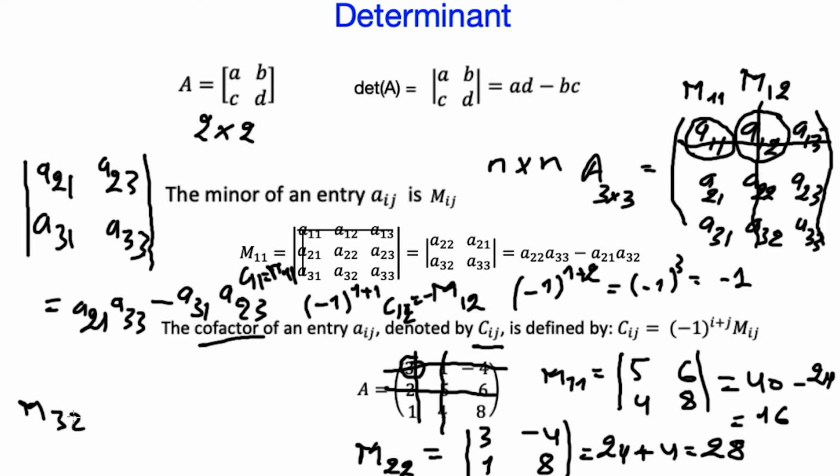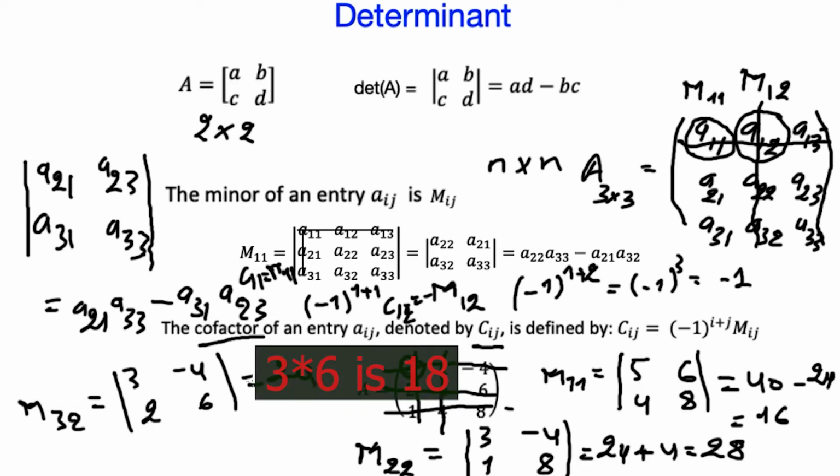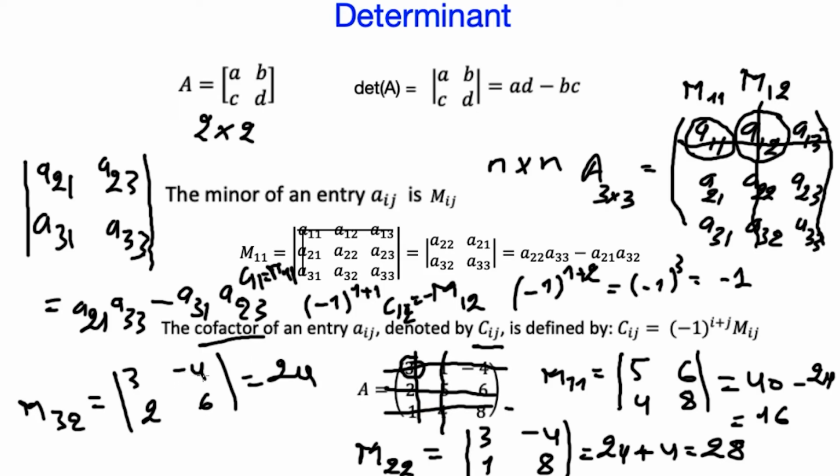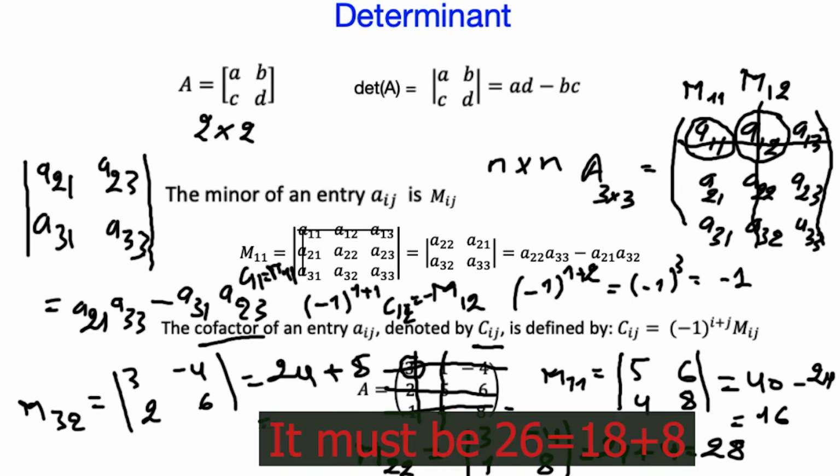And for example, the 4 here is M32. So it will be, delete this column with this row. So all the remaining will be 3 and 2, 3 and 2, and minus 4 and 6, which equals 3 times 6, which is 24. Here 2 times minus 4 is minus 8, but minus minus will be plus, so plus 8, which is 32.